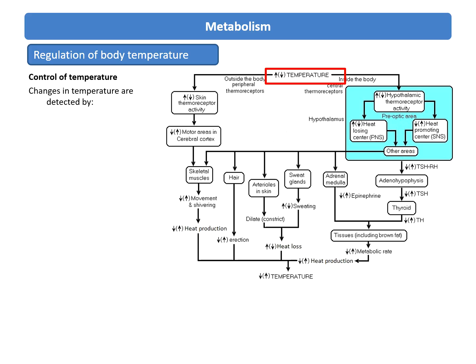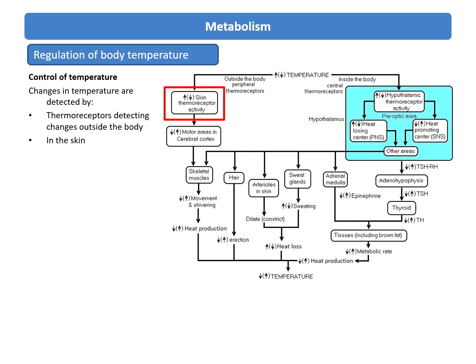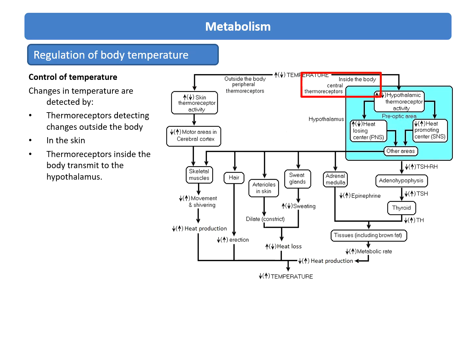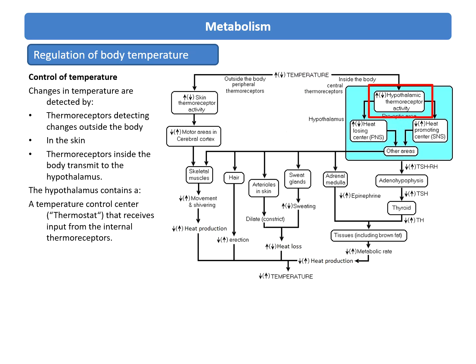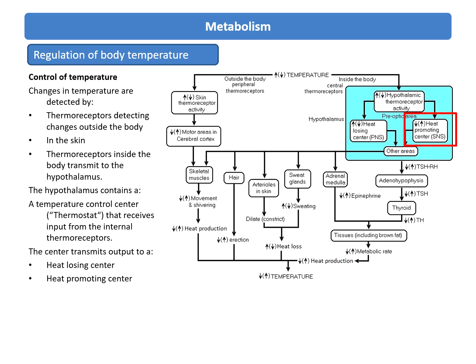Changes in temperatures outside of the body may be detected by thermoreceptors. These are located in the skin. In addition to that, thermoreceptors inside the body detect temperature changes and transmit the information to the hypothalamus. The temperature control center, that is, a thermostat, is in the hypothalamus. It receives the input from the internal thermoreceptors. The center then transmits output to heat-losing centers and heat-promoting centers, and then they transmit information to other areas of the hypothalamus.